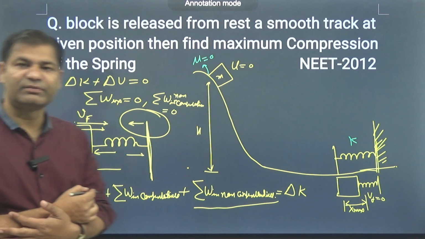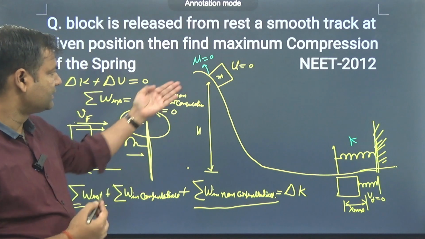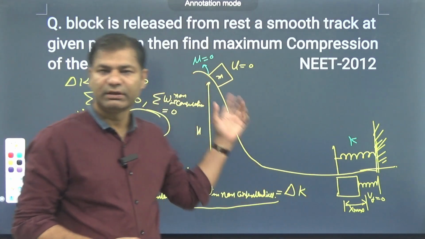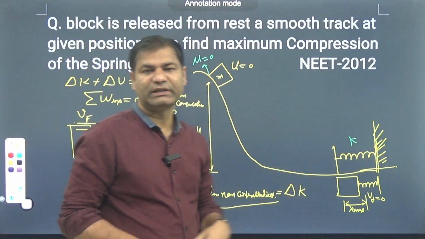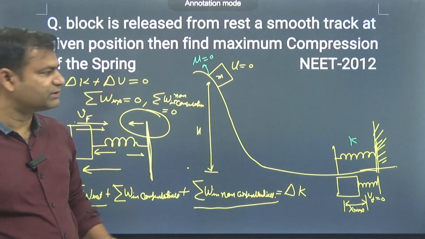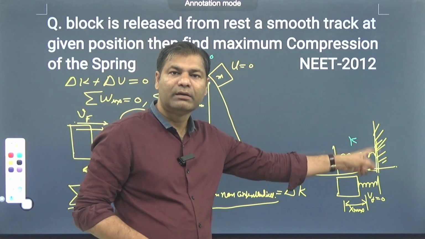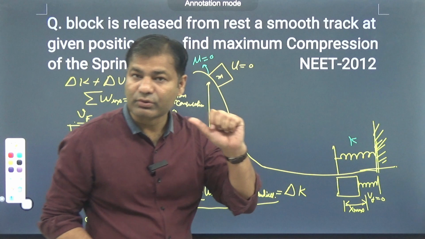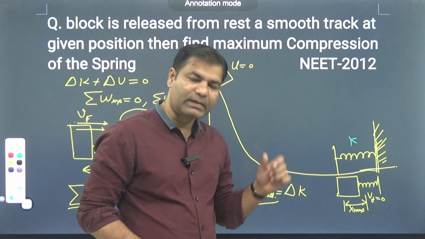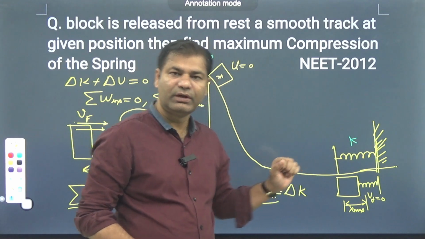Work done due to external force is 0, corresponding to N and the wall. Here there are two external forces, and the work is 0 because the wall is not moving. Force is available but work is not done. That's why work done due to the wall is 0.